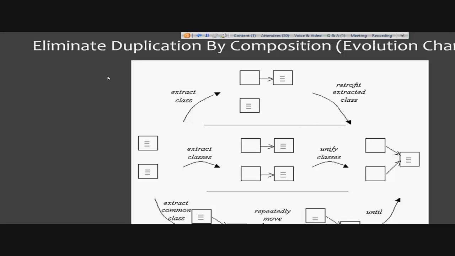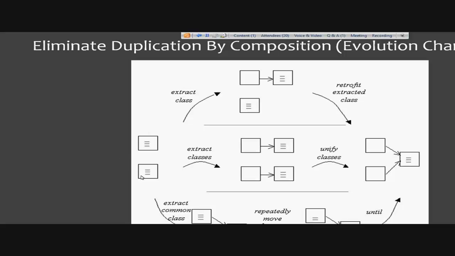Another way to reach the same state of the organization of these classes is you can extract a class. Somebody has created the class here, so extract the same portion of the class, then unify that class. So you can also reach it through this way, right?